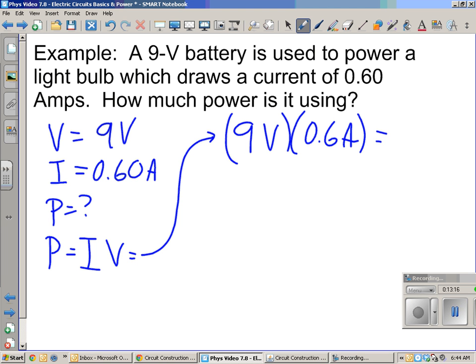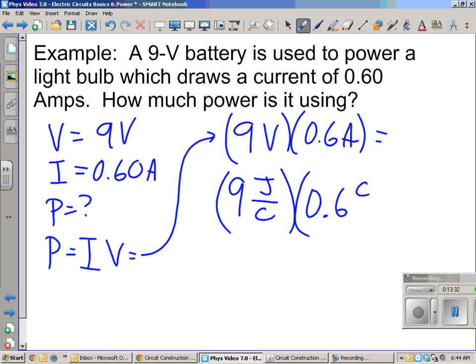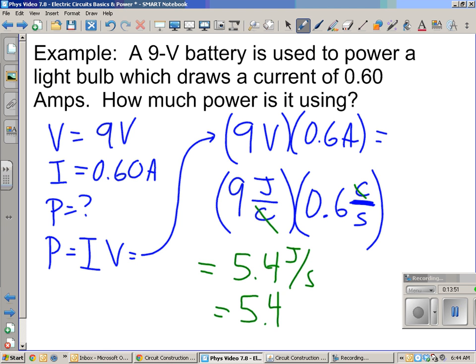I've already told you the answer is going to be watts. But let's talk about why. You hopefully remember, and if you don't, this is worth writing down, that a volt is the same thing as a joule per coulomb. And similarly, an amp is the same as a coulomb per second, right? Because it's how much charge, how many coulombs go through your wire every second. So there's my units, and notice when you multiply this out, coulombs cancel out, and you're going to end up getting 5.4 joules per second, which I've just told you is a watt. So there is your power. Every second that bulb is on, it's going to use 5.4 joules of energy.